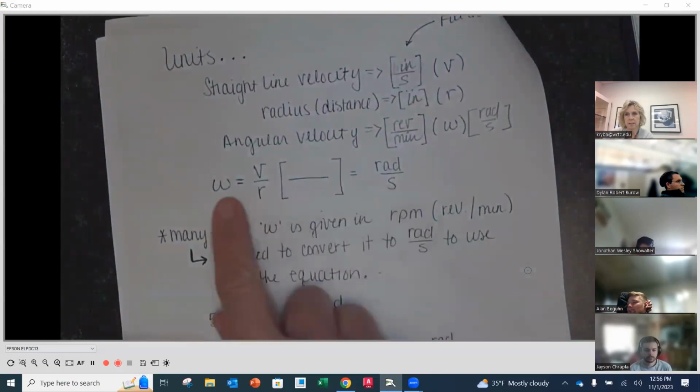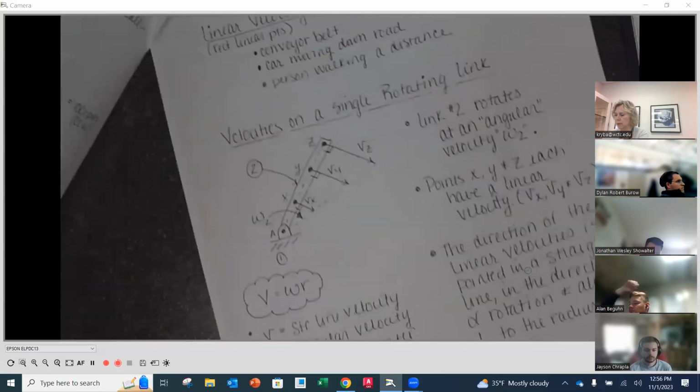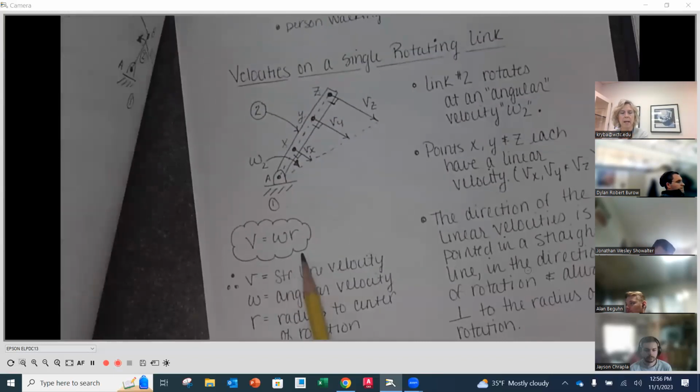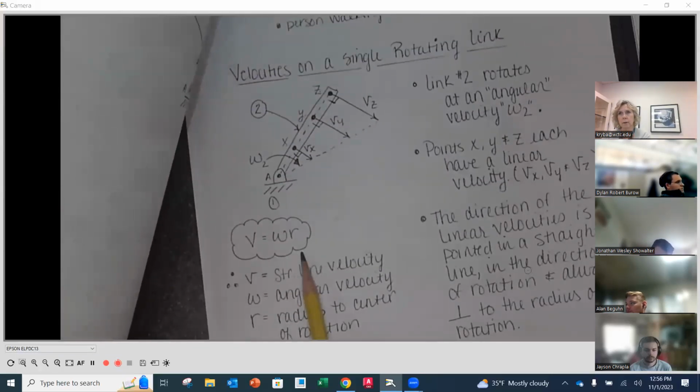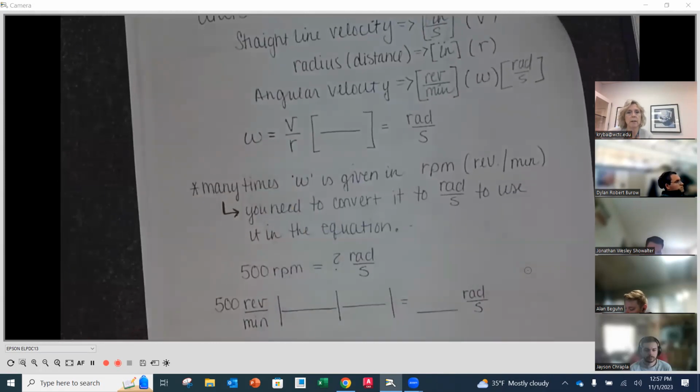Now, in this equation right here, this is a rearrangement of our base equation. On the previous page, our base equation is V equals W times R. If I want to rearrange this algebraically for W, or the angular velocity, it's going to be W equals V divided by R. Now let's put the units on top for velocity, the units on bottom for the radius, and see what we get. Make sure that they're radians per second.